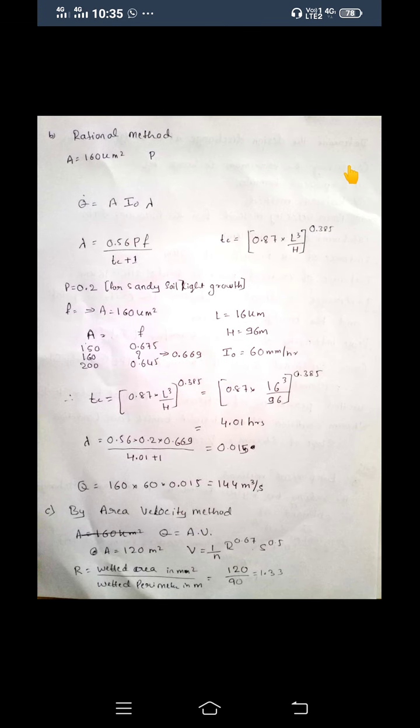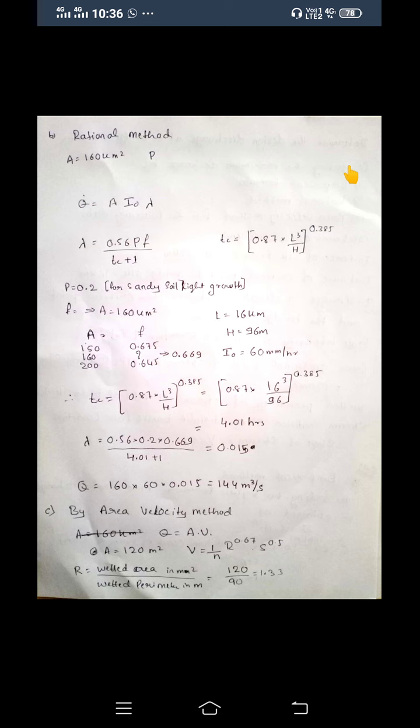And next is lambda. There is a formula to calculate lambda: lambda equal to 0.56 P into F divided by Tc plus 1. Tc is equal to 0.87 into L raised to 3 divided by H raised to 0.385.